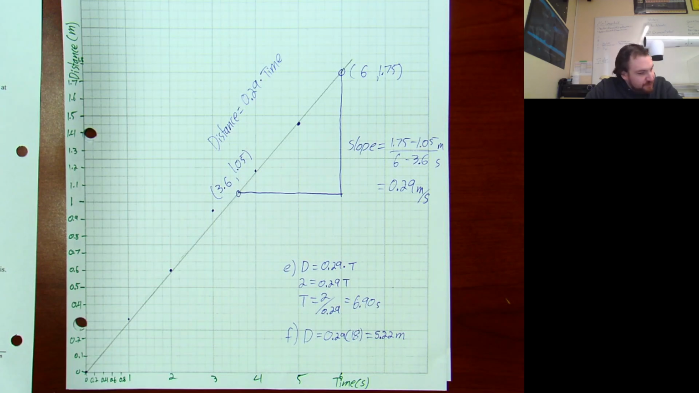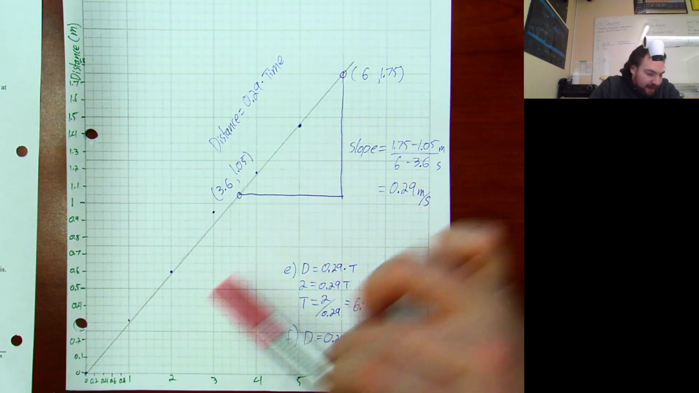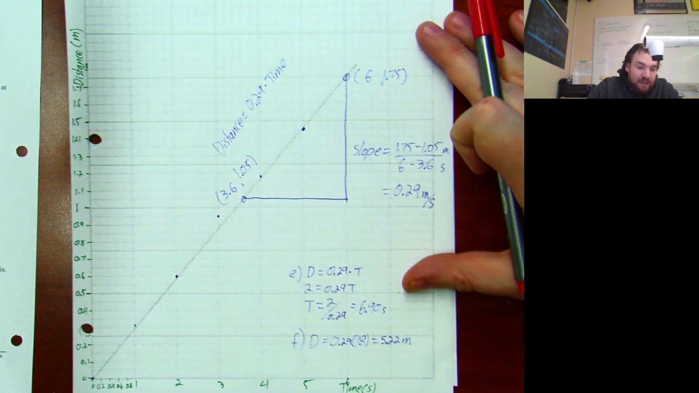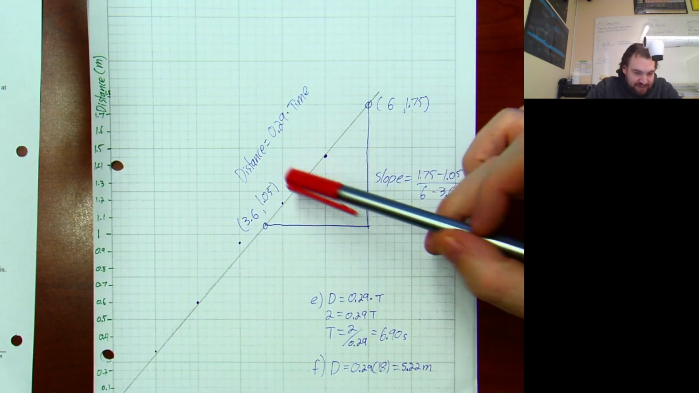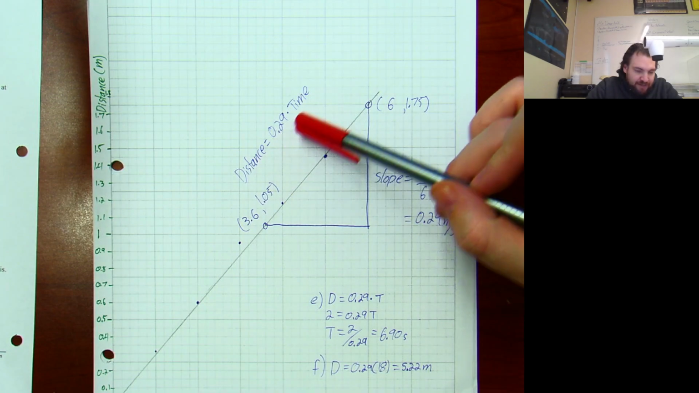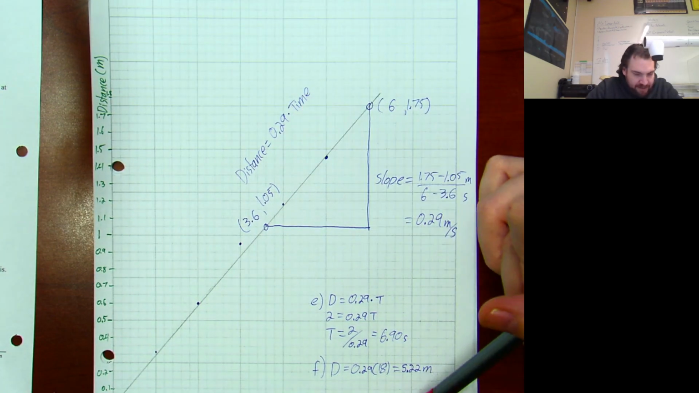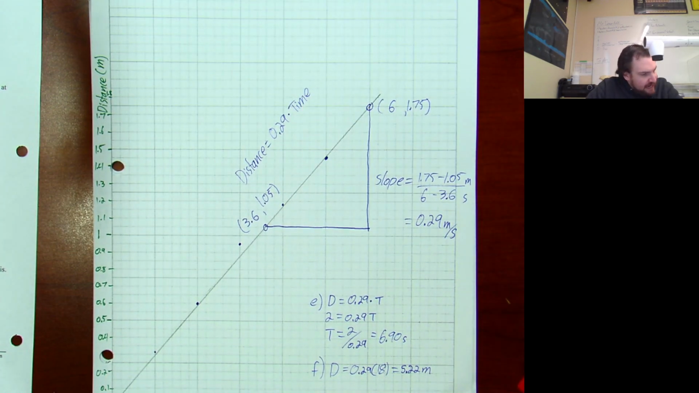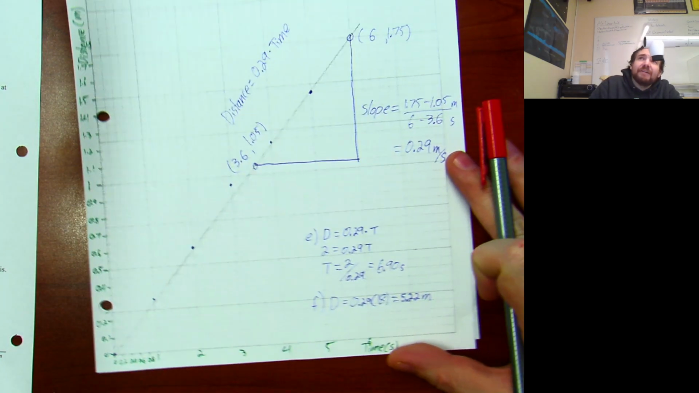What else did it ask me to do? Determine the equation. So because my y-intercept is 0, my equation is just distance, my y value, is equal to 0.29 times time, my x variable. And then I just use that to predict the time to travel 2 meters and what would be the distance traveled in 18 seconds. So I just did my calculations right down there, right on the graph.